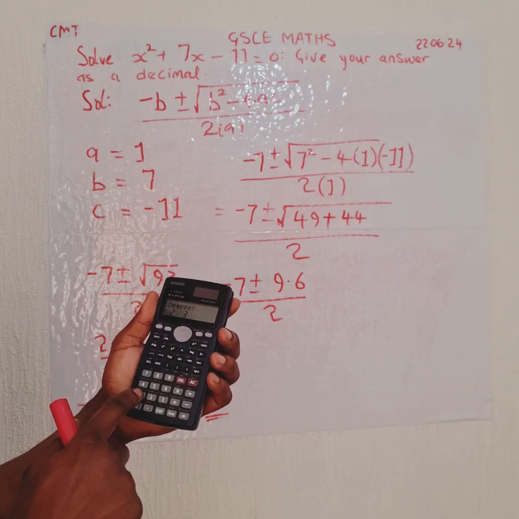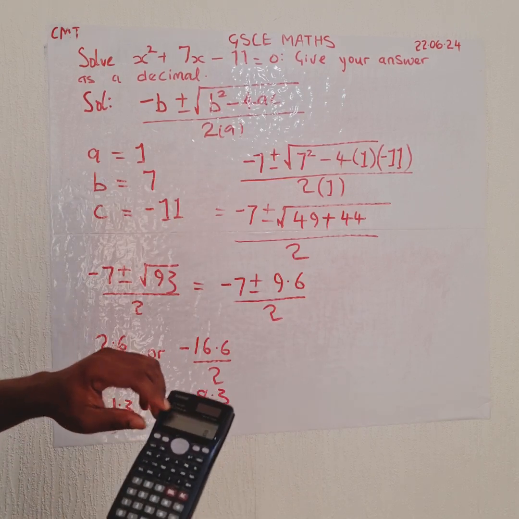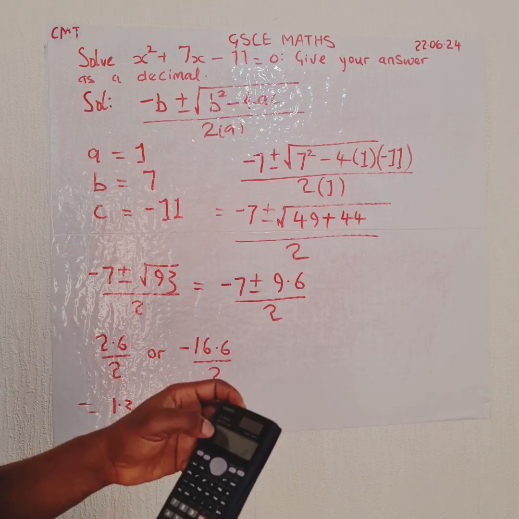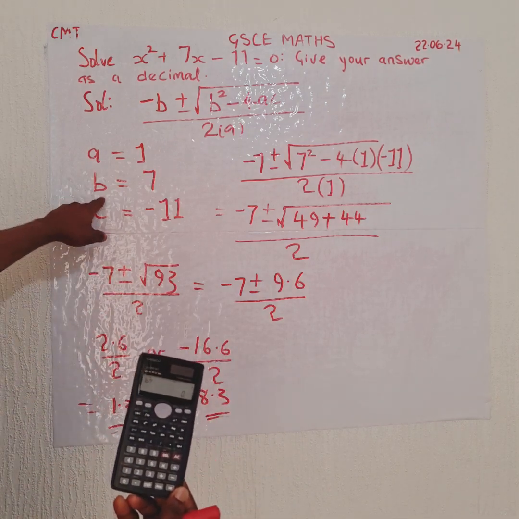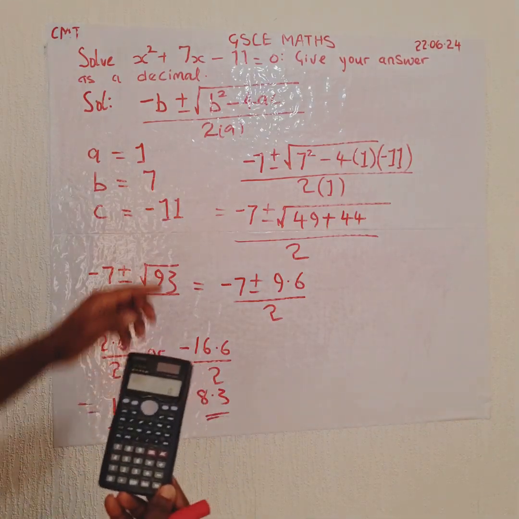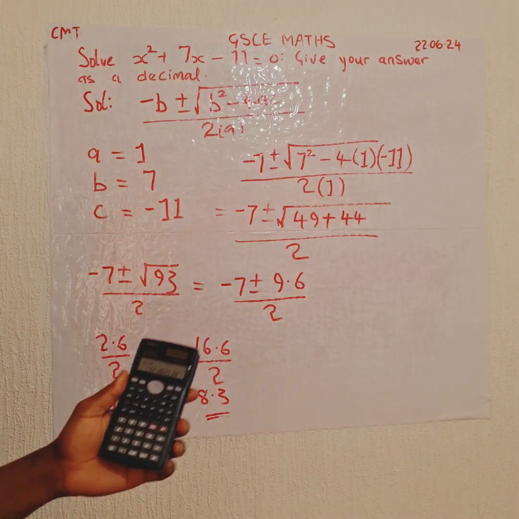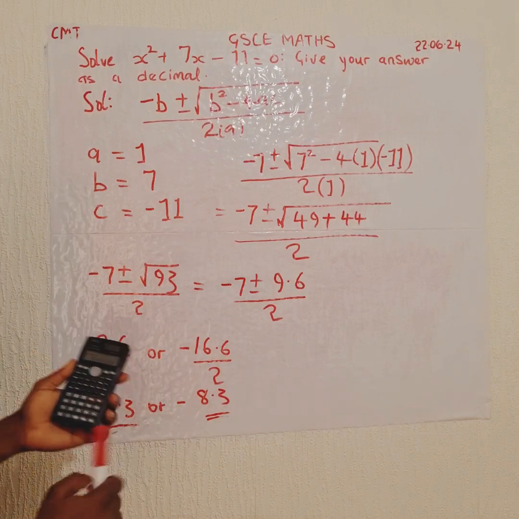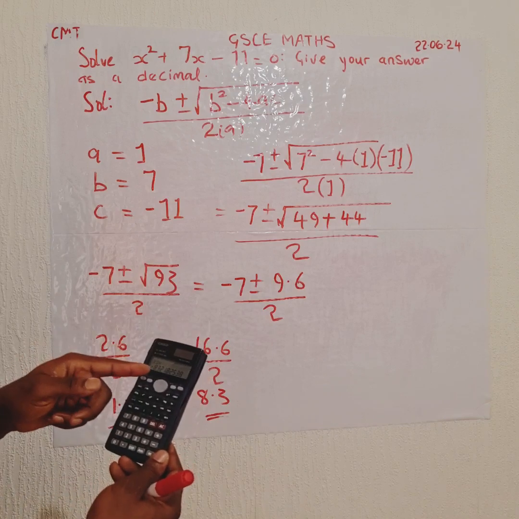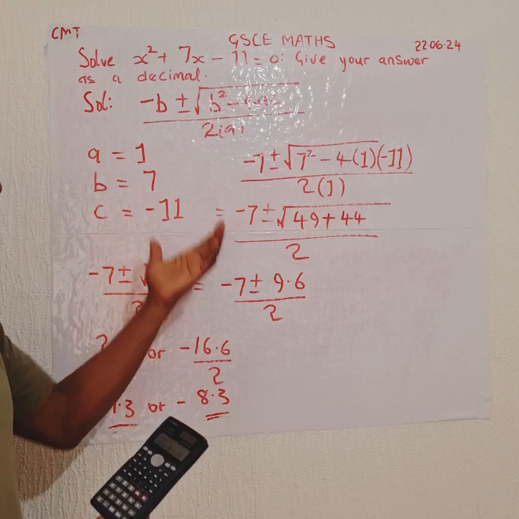So I'll press 2. And then it asks me, what is the value of A? Which you already have here. You just press 1 and press equal to. It asks me again, what is the value of B? Which is 7. So you press 7 and press equal to. It asks me again, what is the value of C? Which is minus 11. So I put minus 11 and press equal to. It simply tells me that we have 1.3 for the first answer, and you press equal to again, and it tells you that I have minus 8.3, which is exactly what we have done.